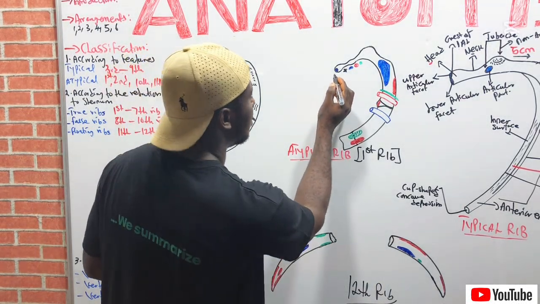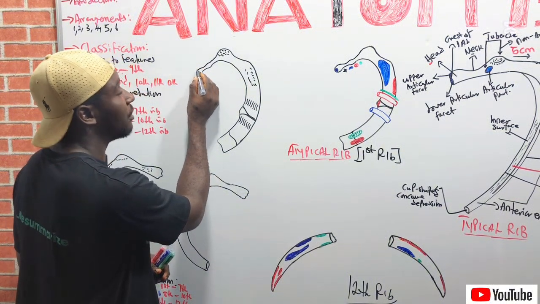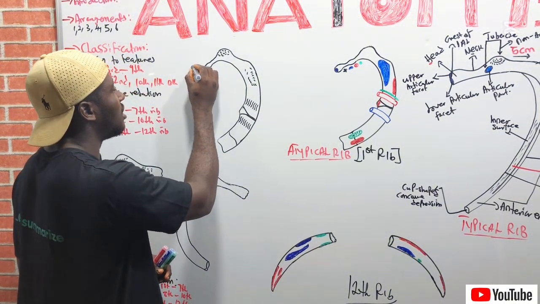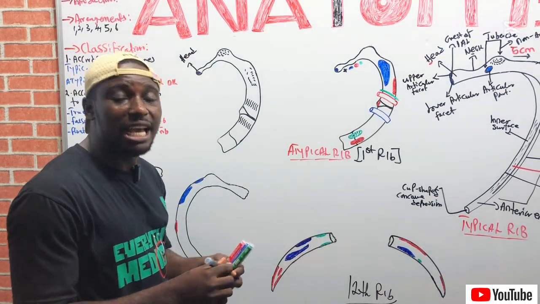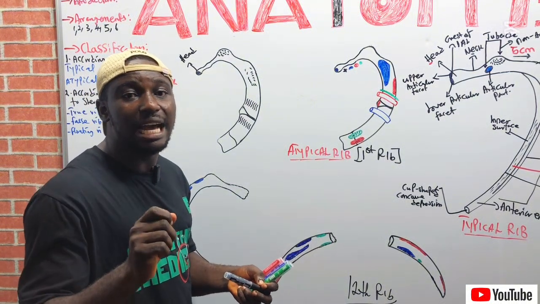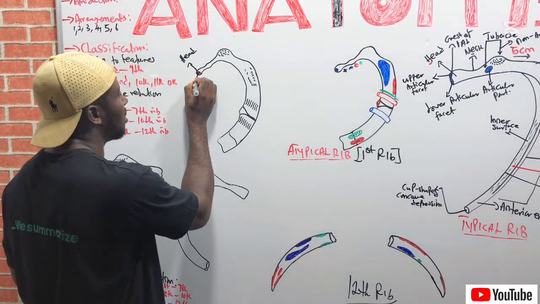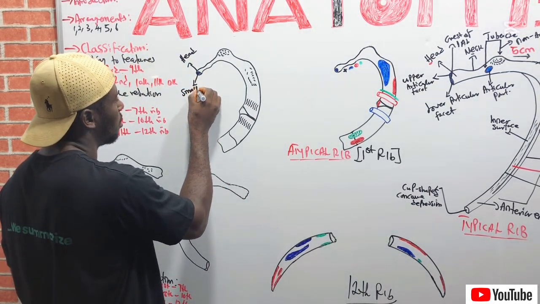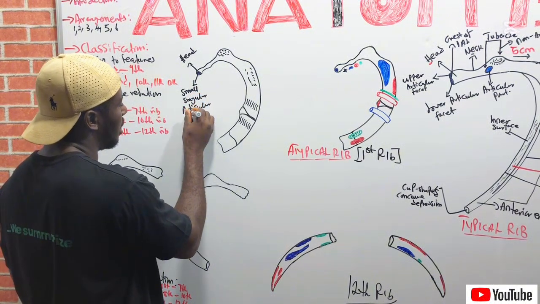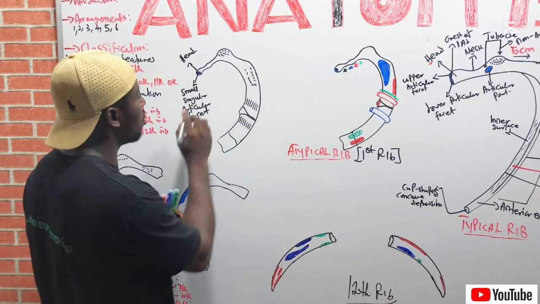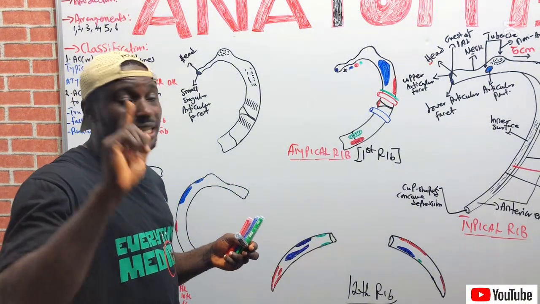The head is small and rounded. So this is the head. The head is small and rounded, and it bears a small singular circular articular facet which articulates to the side of the thoracic vertebra. So look at the small singular articular facet, which articulates on the side of the first thoracic vertebra.